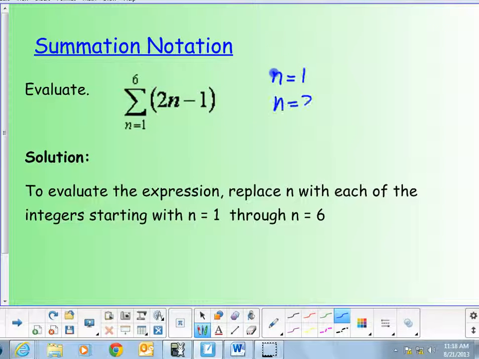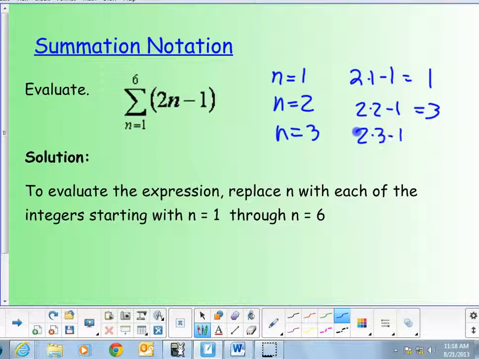Yeah, at least find a couple terms. If I put in a 1, what do I get, guys? 1. If I put in a 2, I get 3. If I put in a 3, I get 5. So could we generate the first 6 terms and add them up really fast and be done? 1, 3, 5, 7, 9, 11. There's 6 of them. 36, I think.